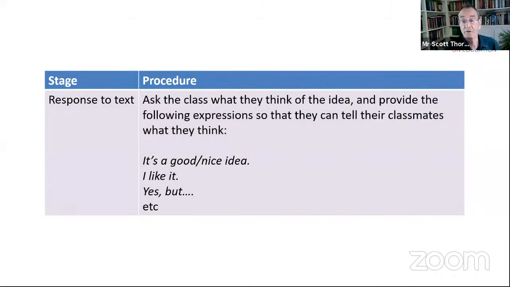Very important, and often skipped, is the stage of the response to the text. How do the learners respond to the text? What do you think of this idea? I mean, don't you think it's a nice idea? You can give a woman a goat and the goat will produce more goats, and she gives one back and she keeps the goat. I think that's a lovely idea.